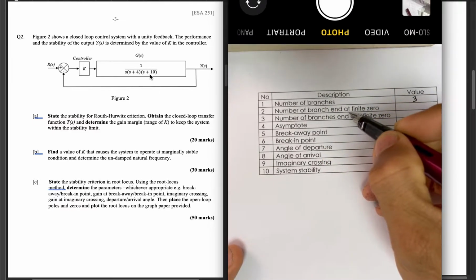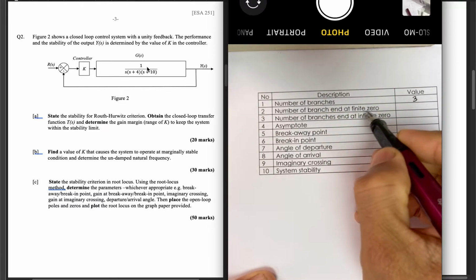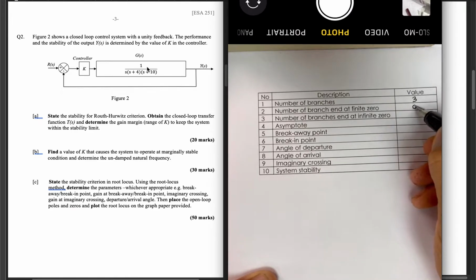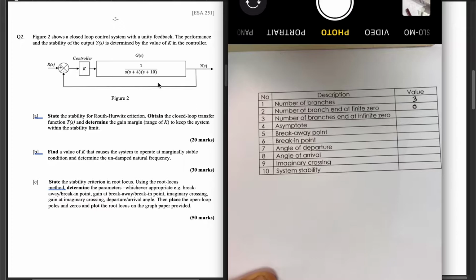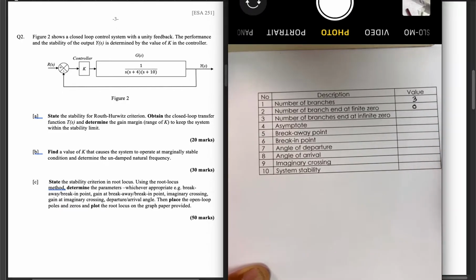For the number of branches at finite zeros, do we have a zero here? No, there's nothing here, it's a constant. So we have no zeros, and the number of branches at finite zeros is 0. For the number of branches at infinite zeros, every pole has to approach a zero, so the 3 poles will find 3 zeros at infinity. So we have 3 here.